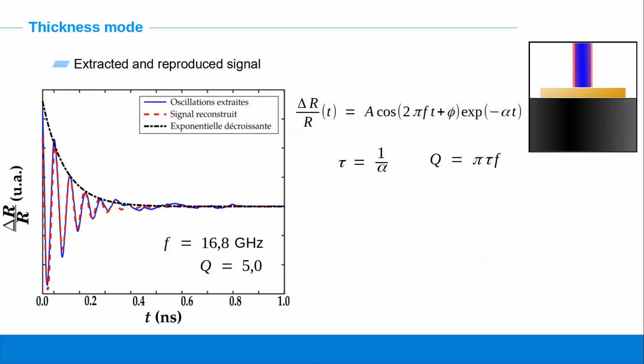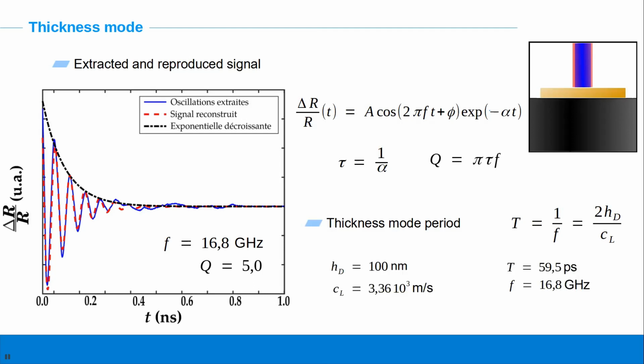And this additional oscillation can be associated with the thickness mode period. So it will depend on two parameters: the thickness of the gold disk and the celerity of acoustic waves. And so if we take 100 nanometers and the velocity obtained previously on nanowires, we can find similar values for the period and the frequency.